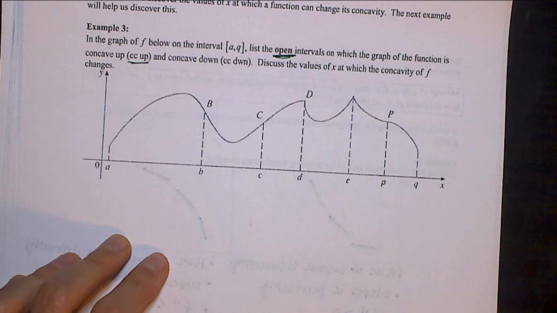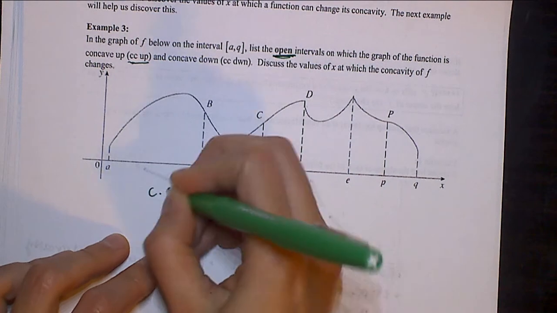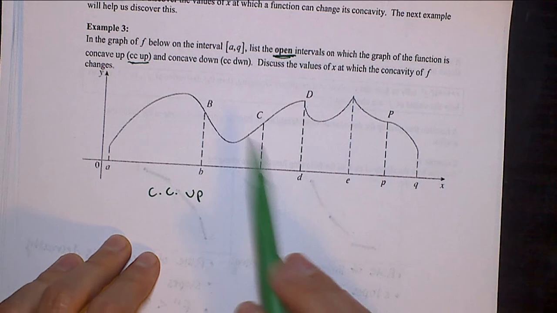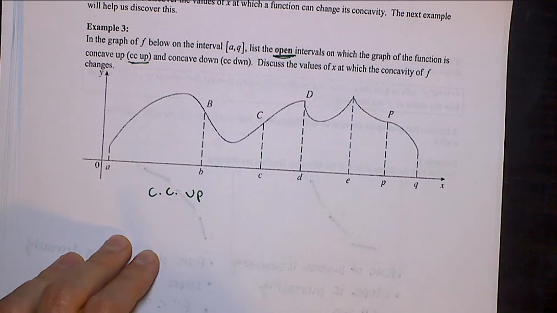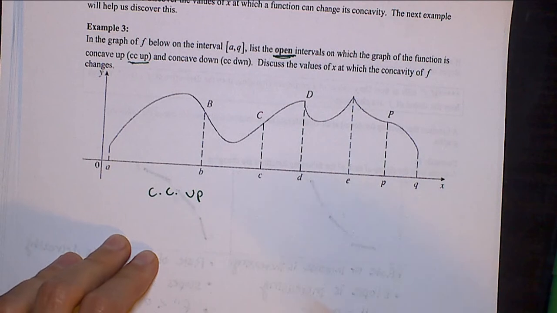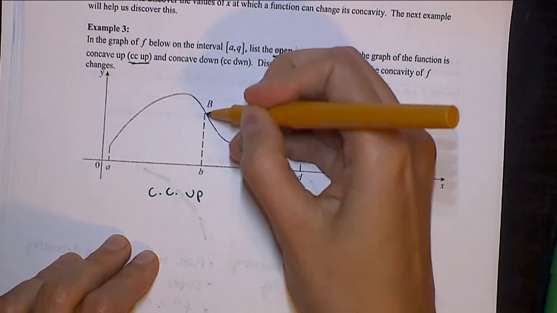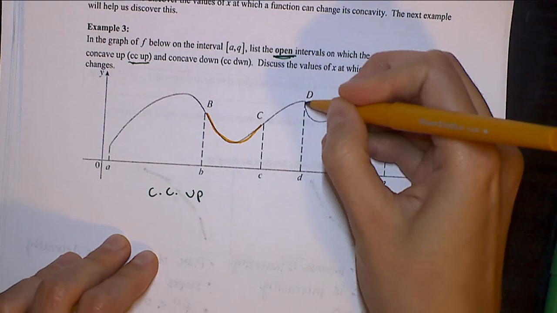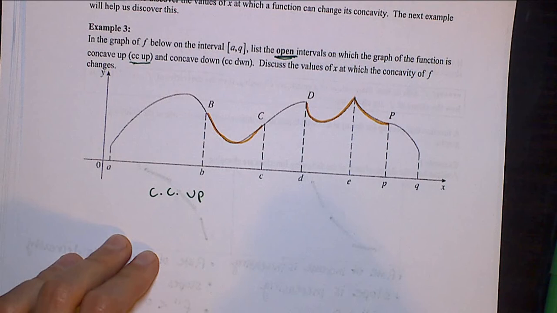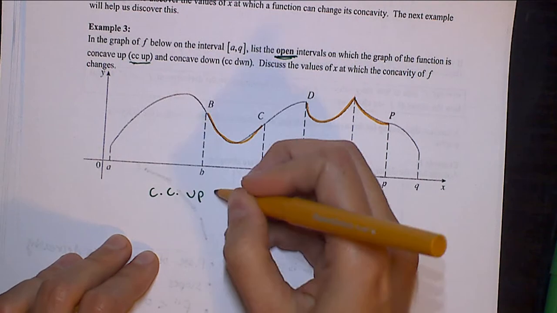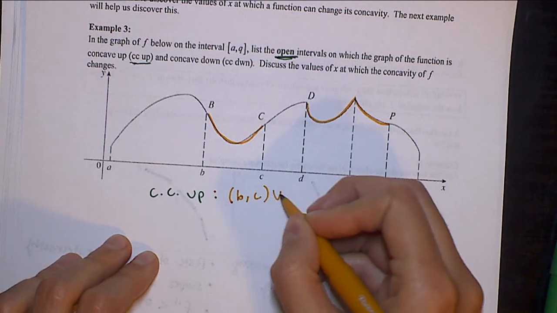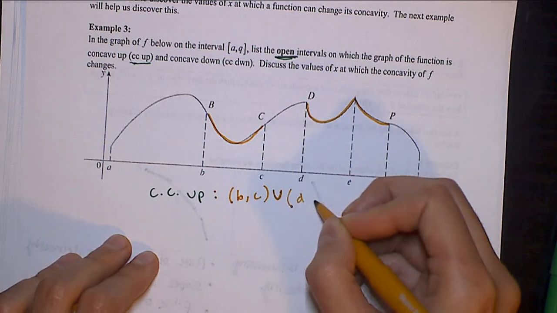Okay. So let's first think, where is this concave up? Let's look for all the smiley faces. Scan through there for the smiley faces. Definitely see some. Here, I'll do them in yellow. Here's a smiley face. Here's a smiley face. Here's part of a smiley face. So those are all my concave up intervals. So that goes from B to C in union with, so this kind of means and, D to E.